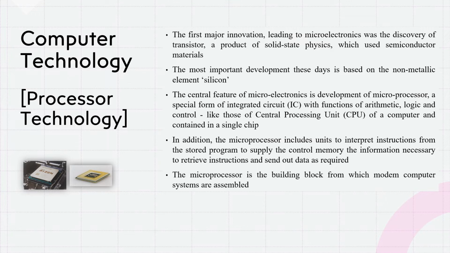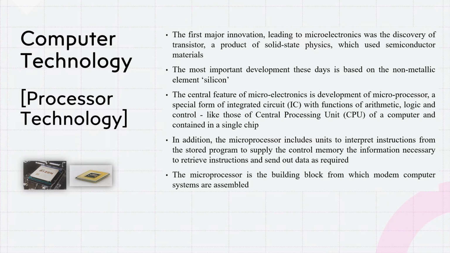The first major innovation leading to microelectronics was the discovery of the transistor, a product of solid-state physics which used semiconductor materials. The most important development these days is based on the non-metallic element silicon. The central feature of microelectronics is the development of the microprocessor, a special form of integrated circuit (IC) which performs functions of arithmetic, logic, and control like those of the CPU, central processing unit, of a computer, and is contained in a single chip.